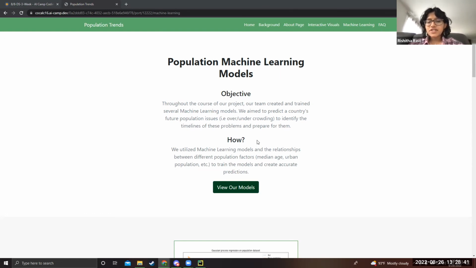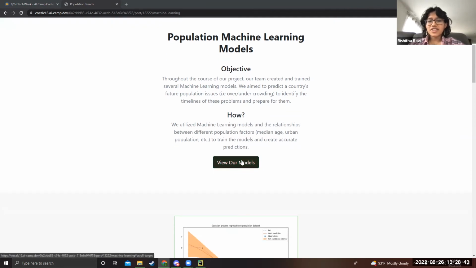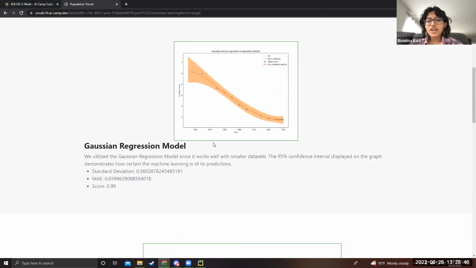Using the button, View Our Models, you can go and look at our various models. Our first one is the Gaussian regression model. Pictured above is a sample graph that the model produced. We decided to utilize this model since it works well with smaller datasets, as most of our datasets were relatively small. As you can see on the graph, the orange border is the 95% confidence interval, so that displays how certain our machine learning model was of its predictions.